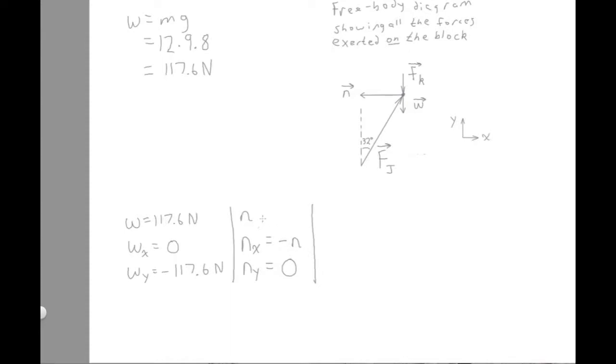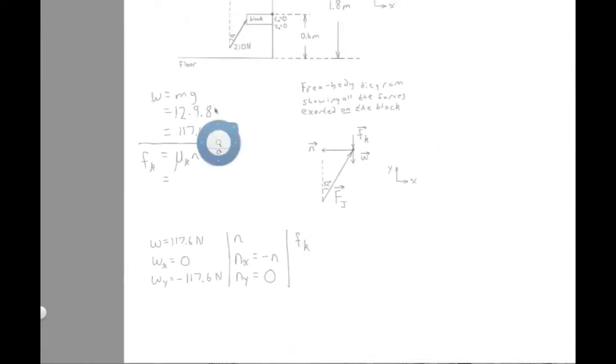Okay, so that's how we would handle the normal force here. Then we have the kinetic frictional force. Now there's a special formula for the magnitude of the kinetic friction: mu k times little n. So first I'll write the general formula and then I'll plug in. Mu k we were given as 0.3.